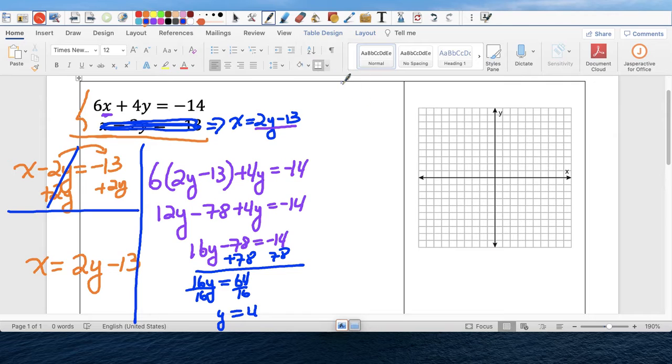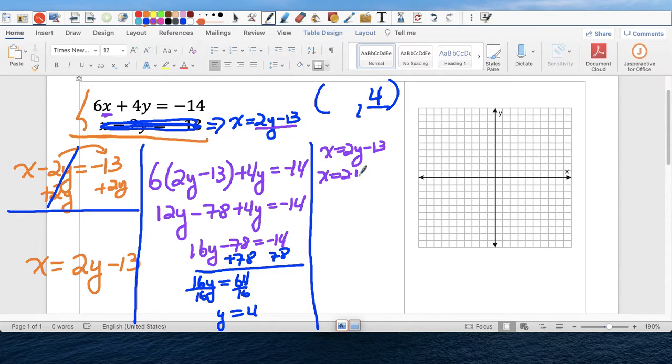So what are my coordinates? My y coordinate is 4. Now I need to know what my x coordinate is. Let's take that. So we're going to substitute here. So x equals 2y minus 13. Wherever I see y, I'm going to replace it with 4. So x equals 2 times 4 minus 13. 2 times 4 is 8, minus 13 is negative 5. So there's my x value.